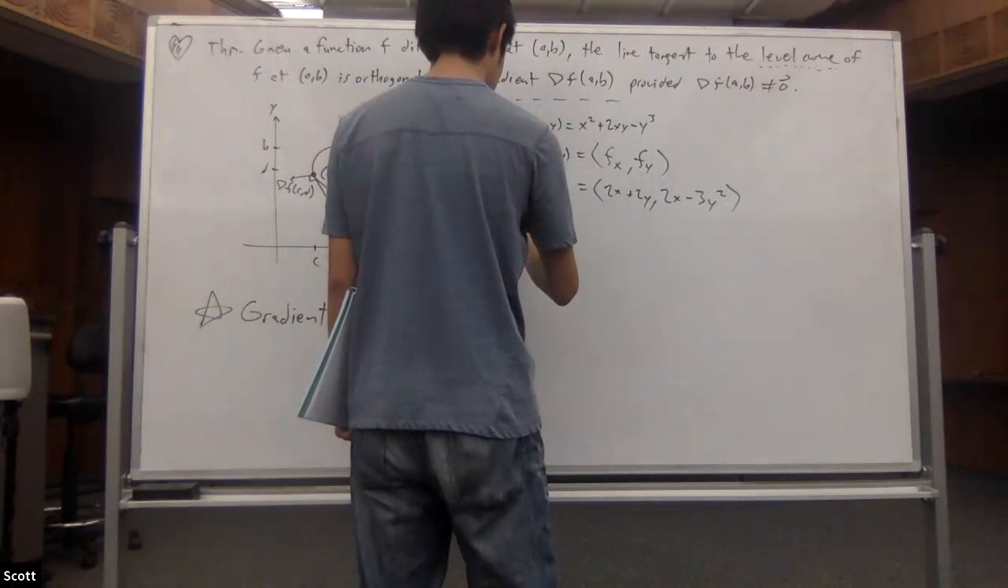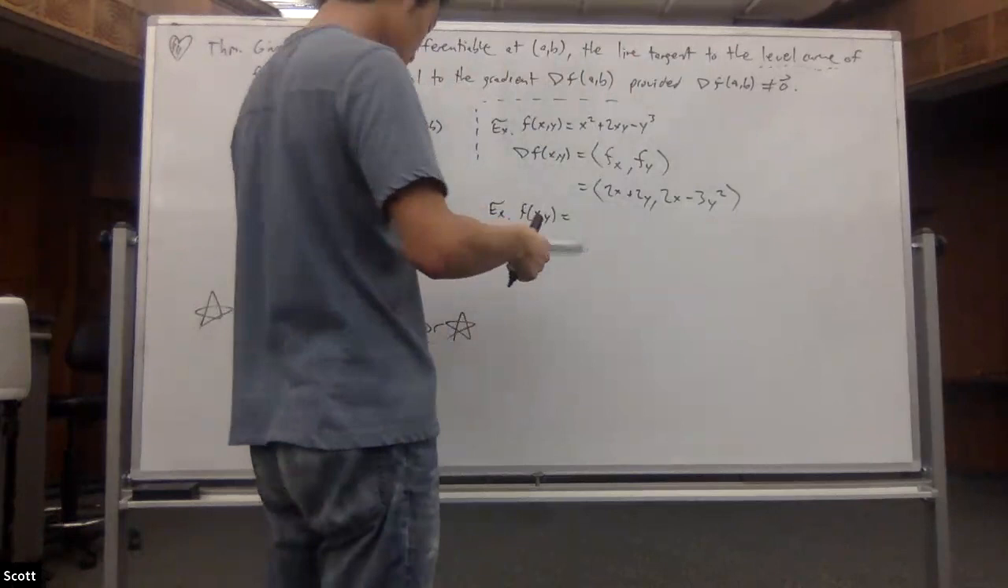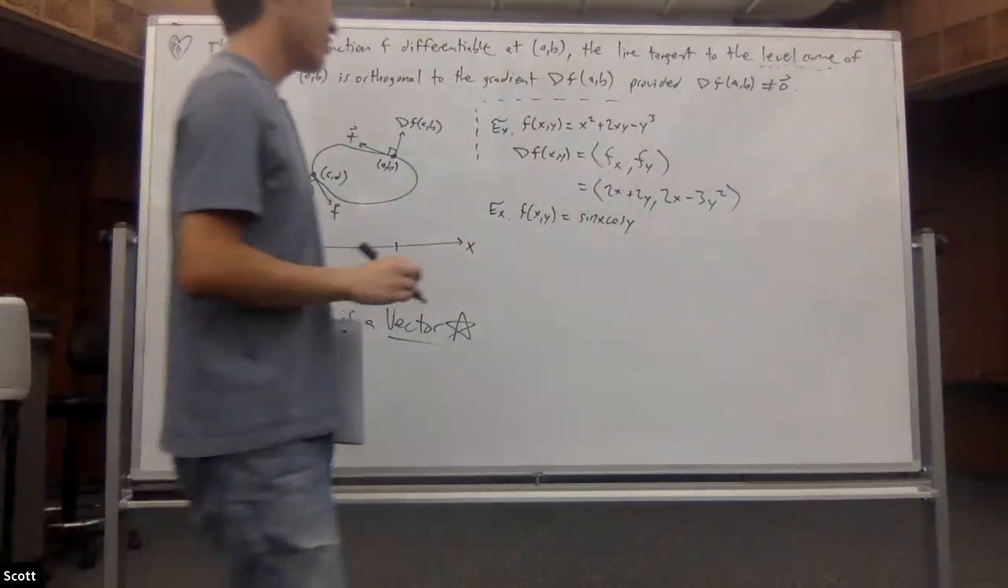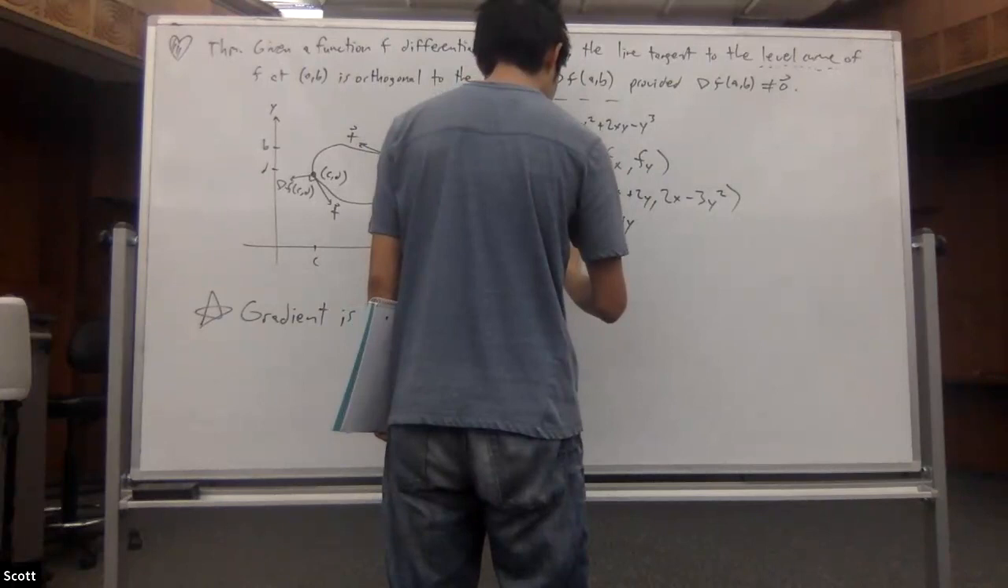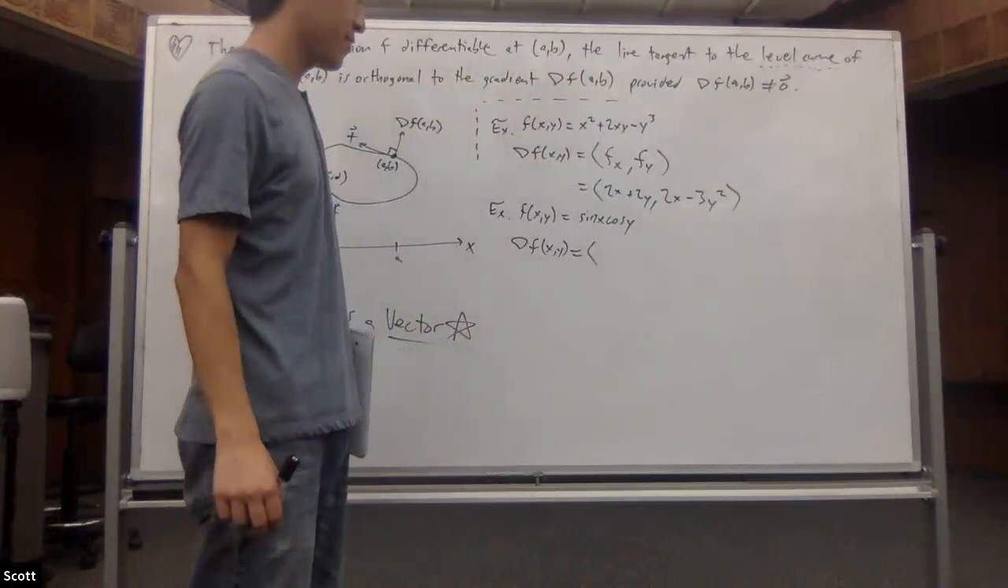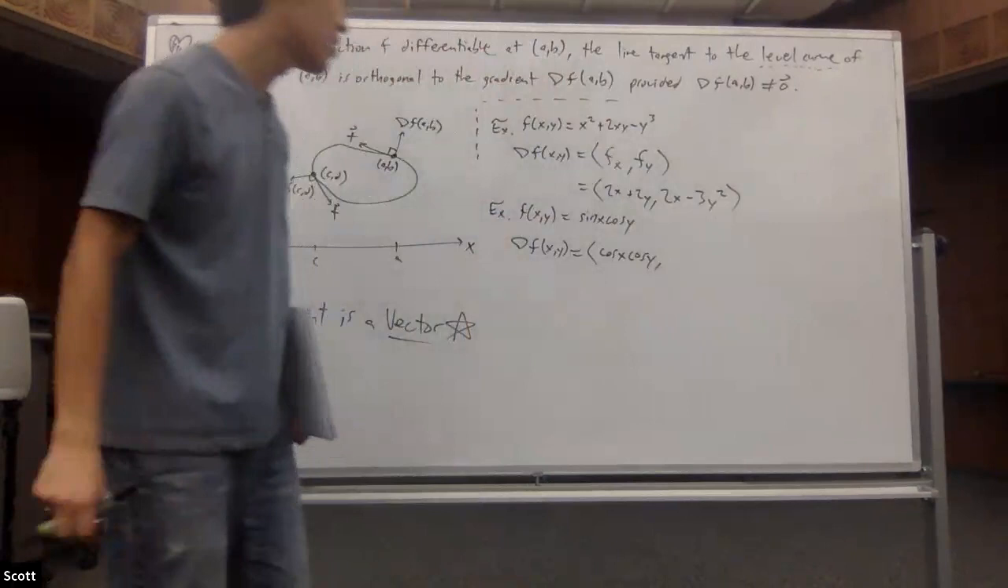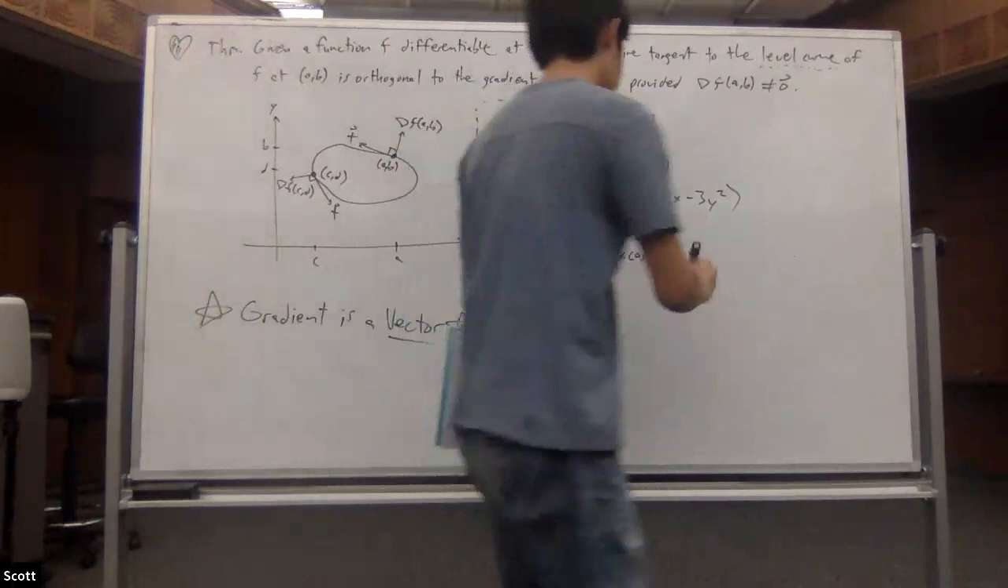f of x, y is equal to, this is kind of cute, sine x cosine y. It's cozy. So the gradient. What's the x component? Partial derivative. Cosine x cosine y. And what's the y component going to be? Sine.